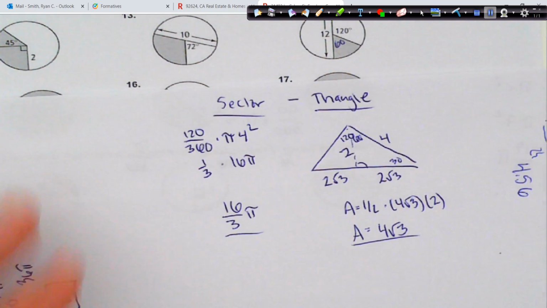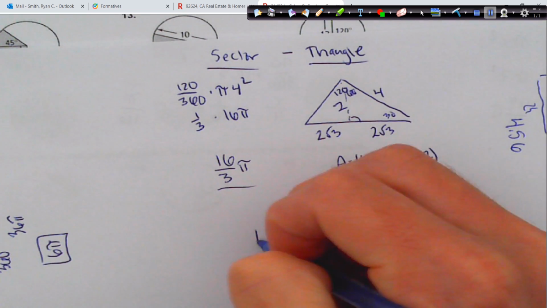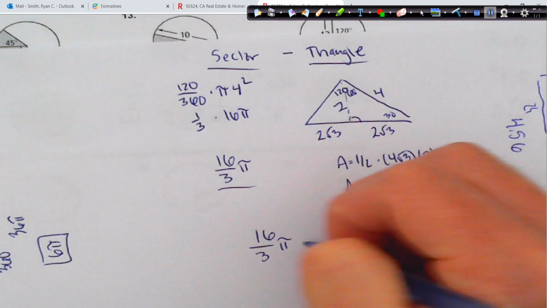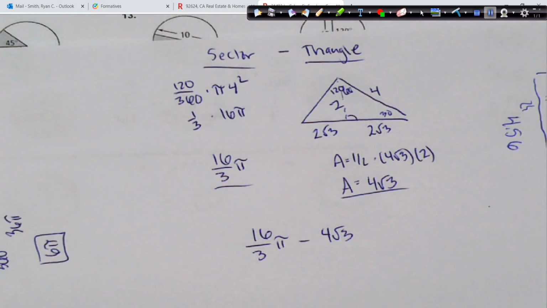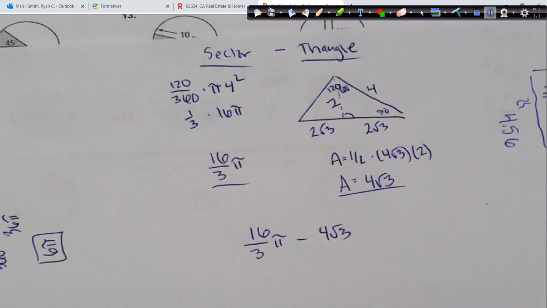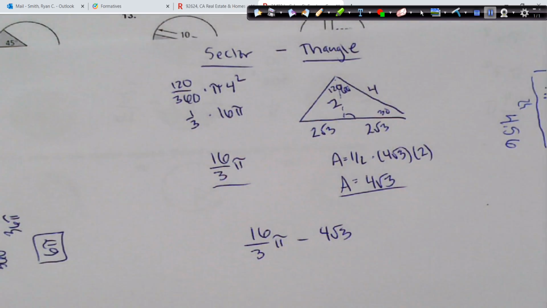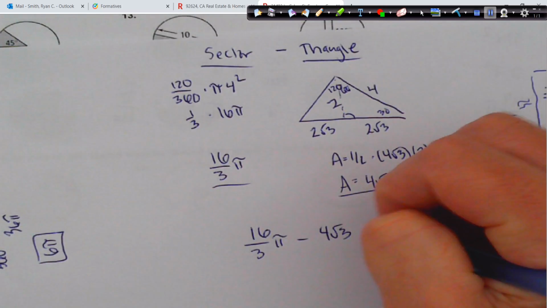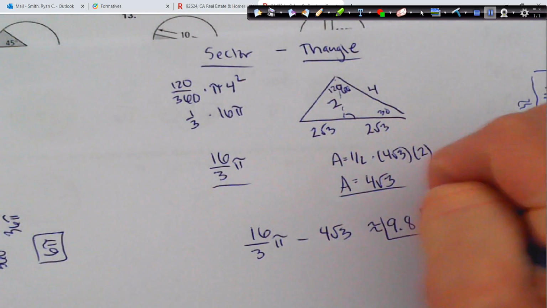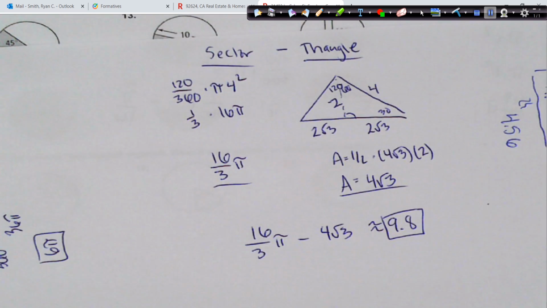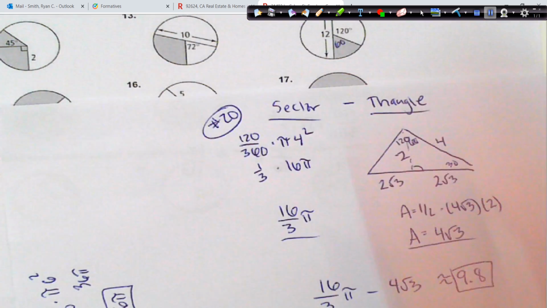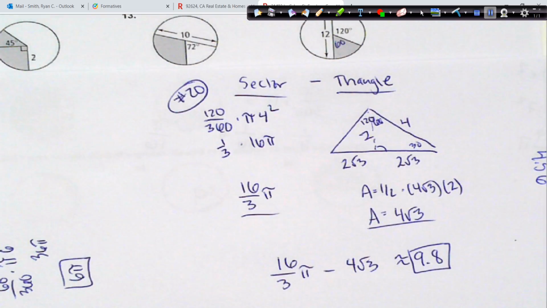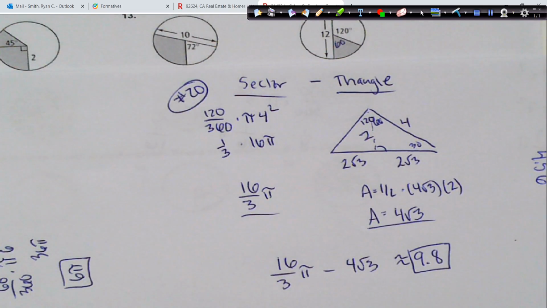So these are the two things we're going to subtract. So actually, this is kind of a wild answer. That would be your final answer. Now, if we evaluated this, our decimal equivalent would be roughly 9.8. Okay? So that was number 20. Okay, so area of the sector, area of a triangle, subtracting, that gives you the area of this segment. Alright?